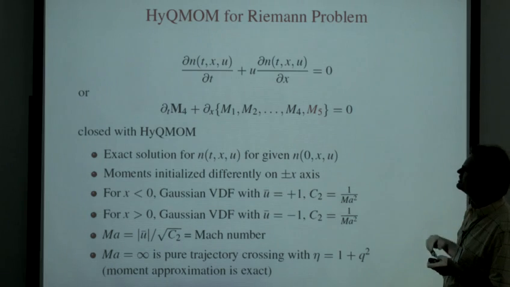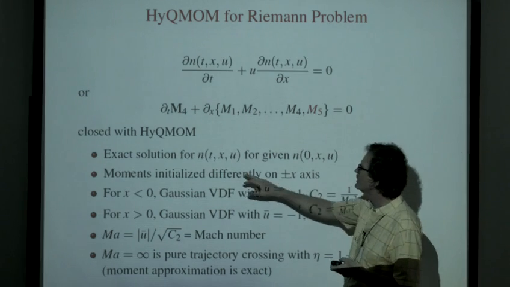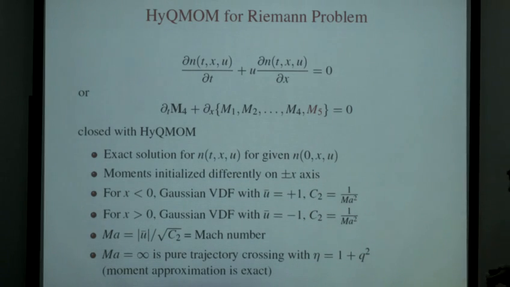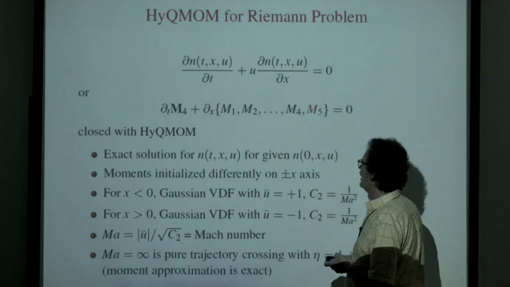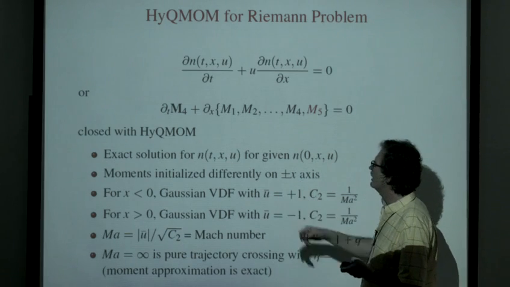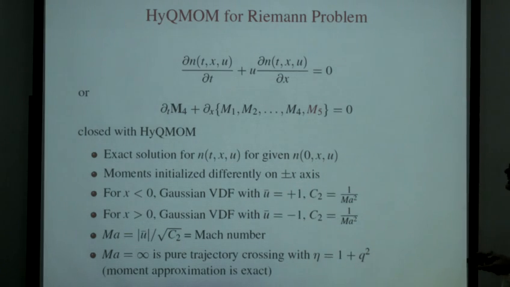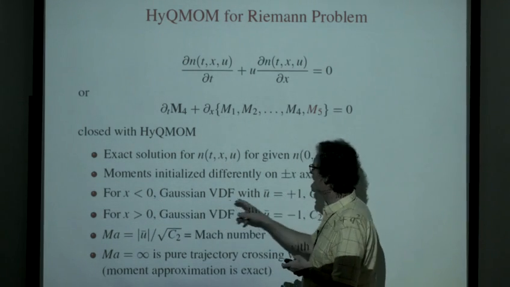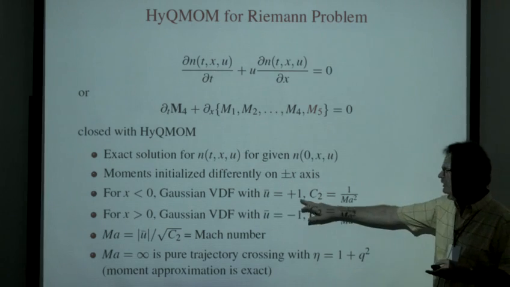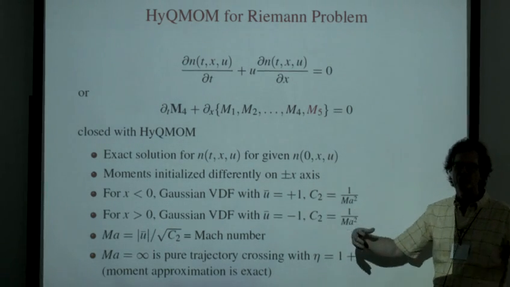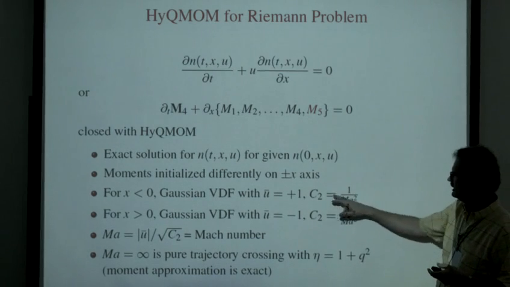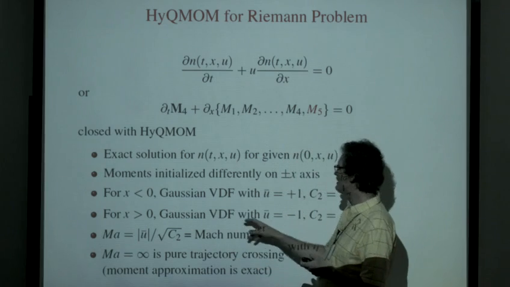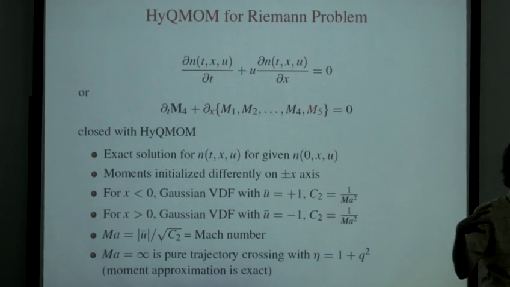Why are these problems interesting? Well, the mathematical form, you can get the exact solution given the initial conditions. So if you have the initial conditions, you can check and see how good your method is. Basically, you initialize them on the plus and minus x-axis. And so what I did is I took for negative x a Gaussian distribution function with a positive velocity. So this is going to move in the positive direction with a variance that's given by the Mach number. And then the stuff on the right-hand side has a negative velocity. So they're going to run into each other.